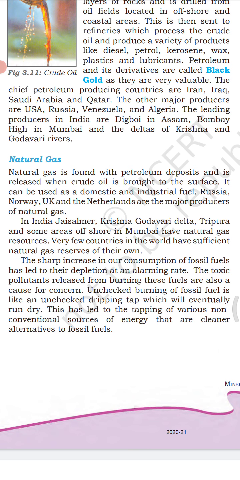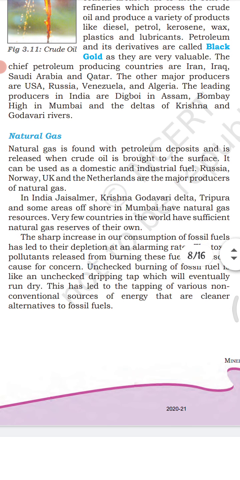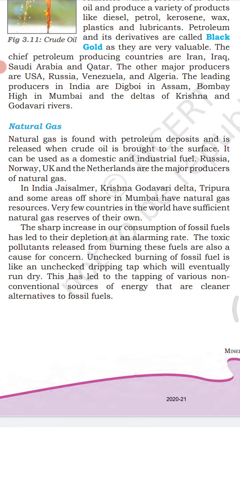So, these are some of the major producers of gas. In India, Jaisalmer, Krishna Godavari Delta, Tripura, and some areas offshore in Mumbai have natural gas resources. So, these are some of the areas in India where we find natural gas. Very few countries in the world have sufficient natural gas reserves of their own.